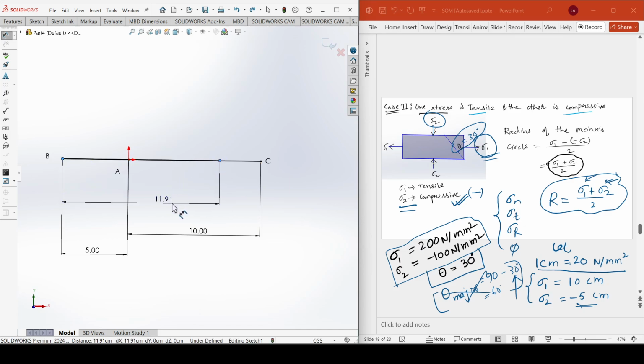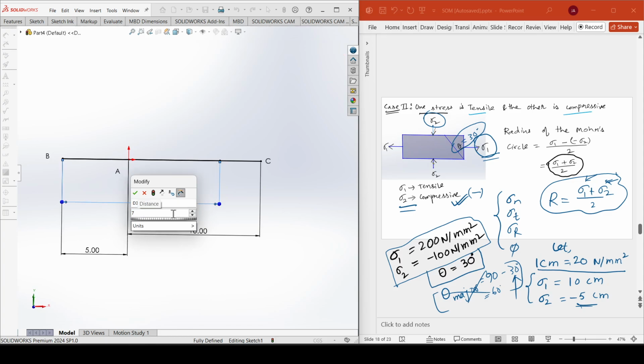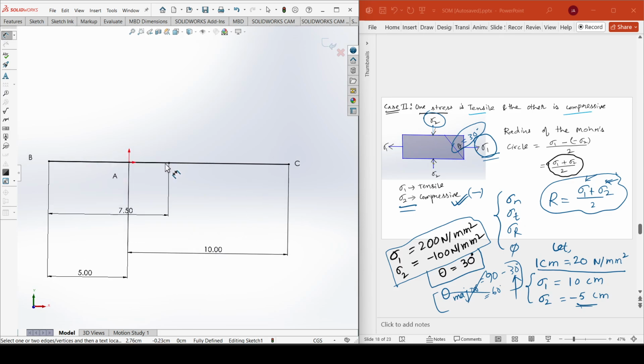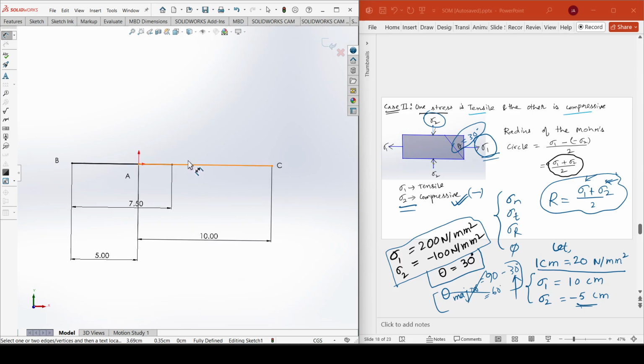So you will mark it 7.5. So I'm taking it 7.5. Okay, so I have got the 7.5 mark, and of course this is my center for the circle radius, center for the circle. Okay, so now I am drawing the circle.